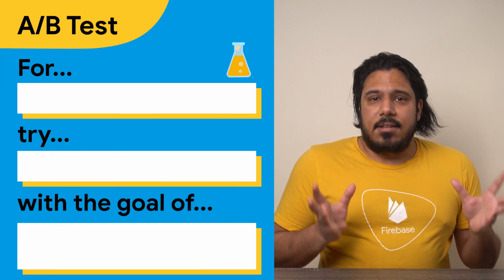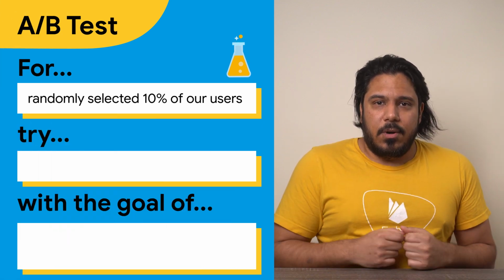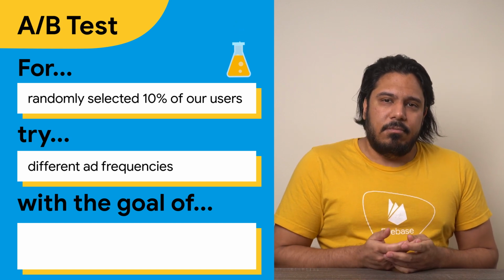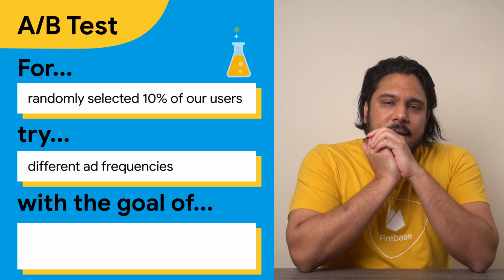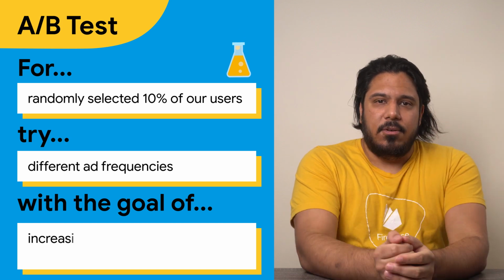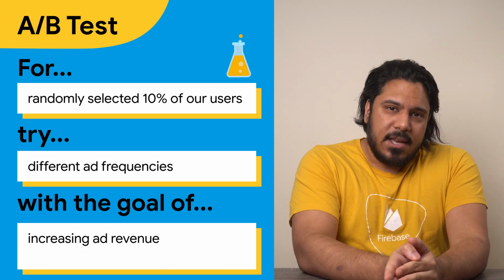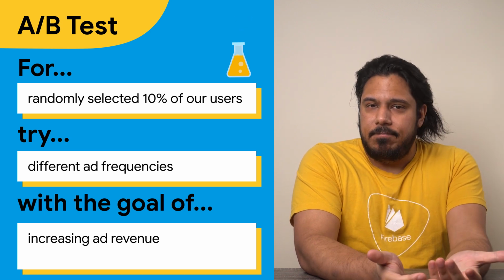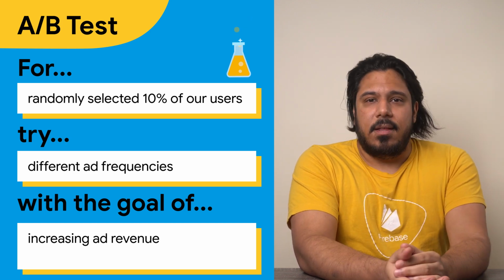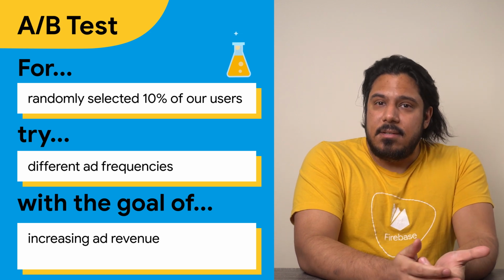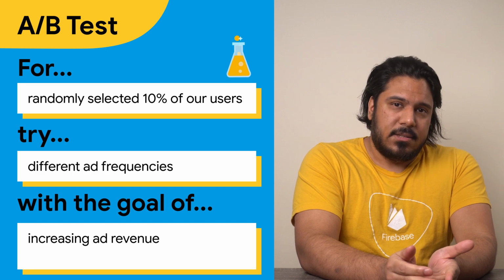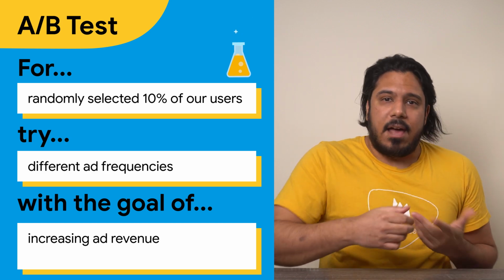So for a randomly selected 10% of our users, we're going to try different ad frequencies with the goal of, well, what is our goal? The most obvious answer is to increase our ad revenue. But if that's the case, isn't it obvious that the more we show ads, the more ad revenue we'll get? Well, not necessarily. See, if we show more ads, there's a possibility that will negatively impact our user retention rates, and less users means less ad revenue.